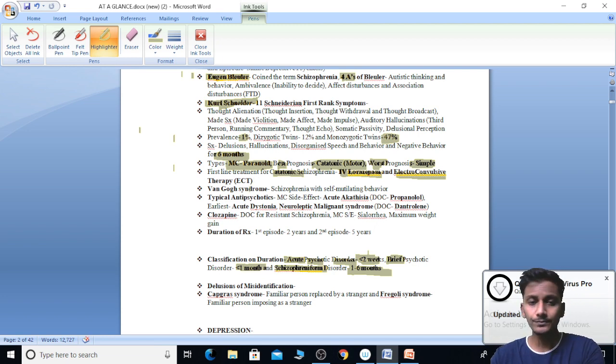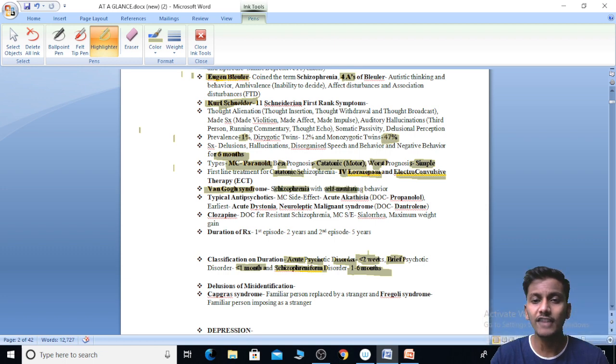Right. What do we mean by Van Gogh syndrome? Van Gogh syndrome is schizophrenia along with self-mutilating behavior, self-harming behavior. Right, then we have discussed typical and atypical antipsychotics. Typical antipsychotics usually lead to extrapyramidal side effects, like the most common side effect being acute akathisia, for which the drug of choice is propranolol.